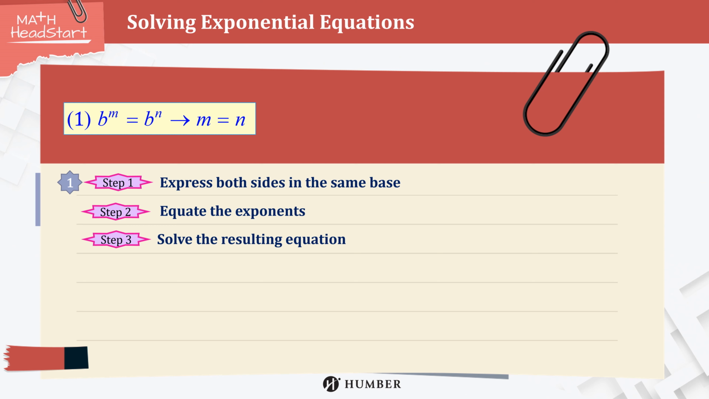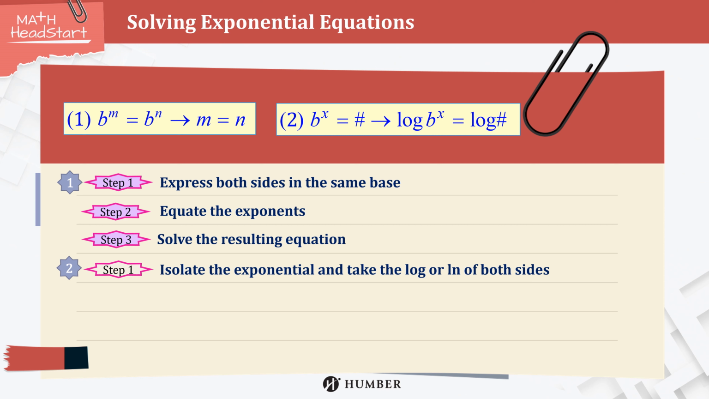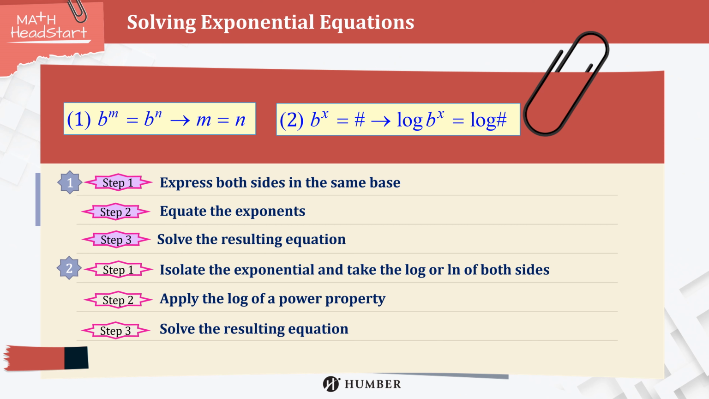If you cannot make the same base for both sides, then we need to use another method. Step 1. Isolate the exponential and take the log or natural log ln of both sides of the equation. If the base is e, then take the natural log. For other bases, we use log, which has base 10. Step 2. Apply the power rule of log properties. Step 3. Then solve for x to get the solution.